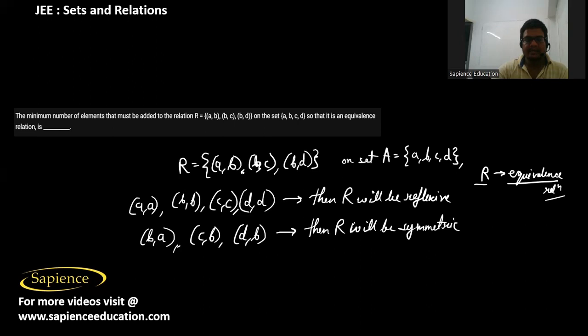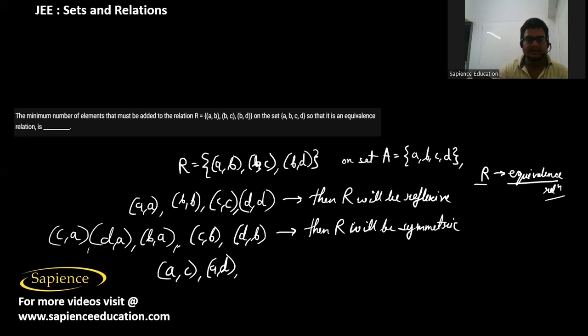So it means that AB is there and BC is there, so AC also should be there. AB is there, BD is there, so AD also should be there. And since AD is there, DA also should be there since it has to be symmetric, and AC is there, so CA also should be there since it has to be symmetric, and AD is there.